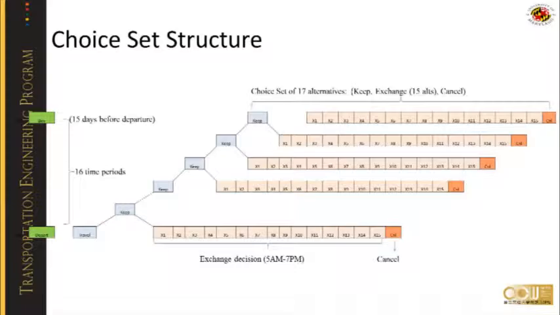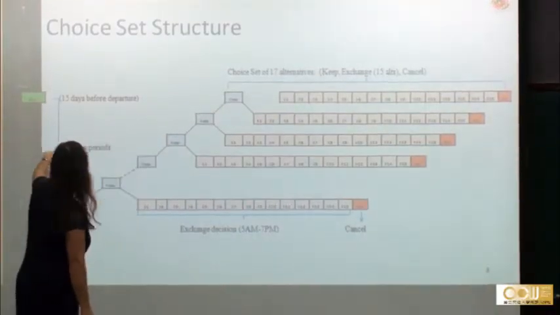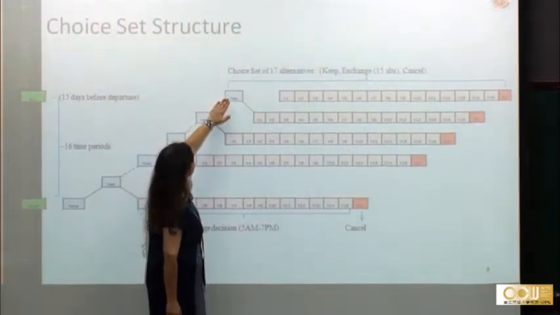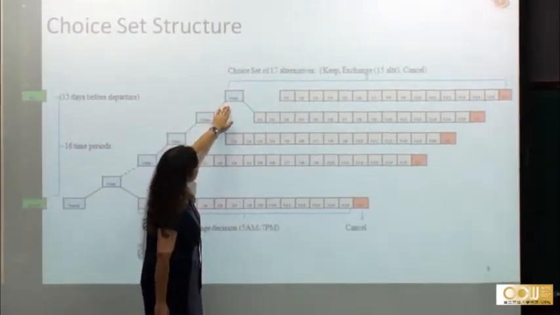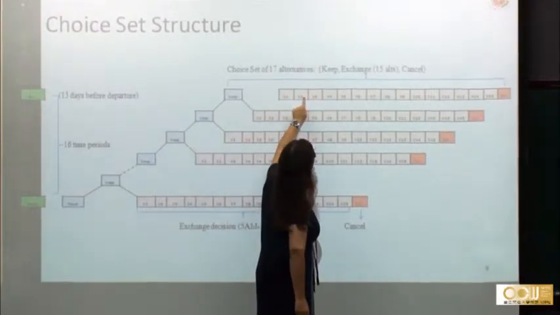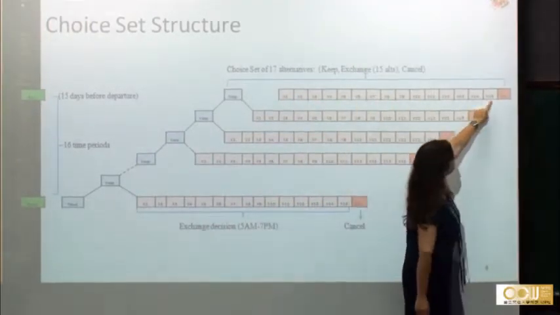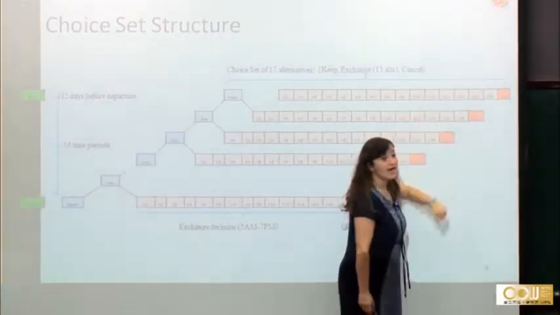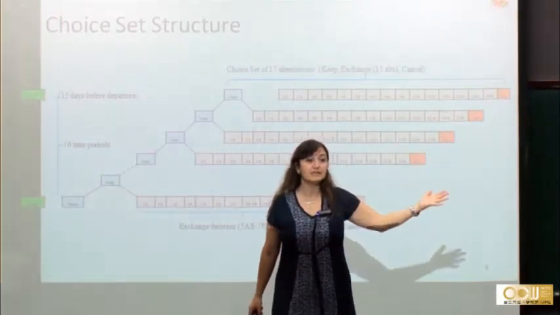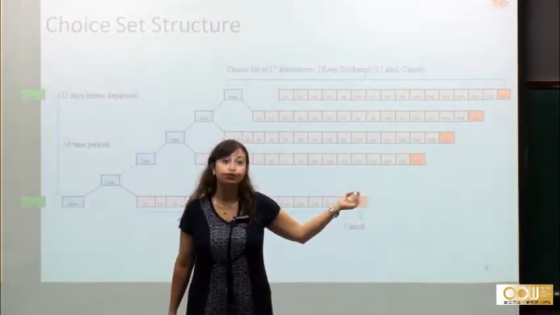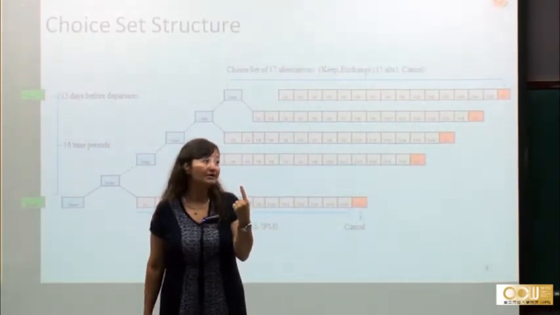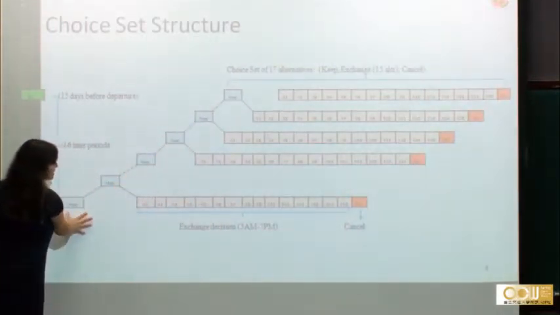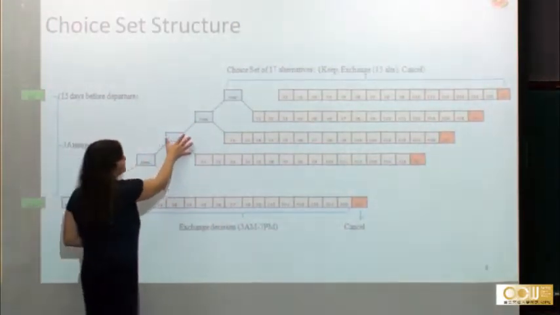So at each time period, after I buy the ticket, what I can do is keep the ticket, or exchange the ticket and change to another departure time, or cancel. If I do that, I'm out. I'm no longer in that system, because my assumption was that I can exchange or cancel just once. Otherwise, if I keep the ticket, my tree is growing that way.